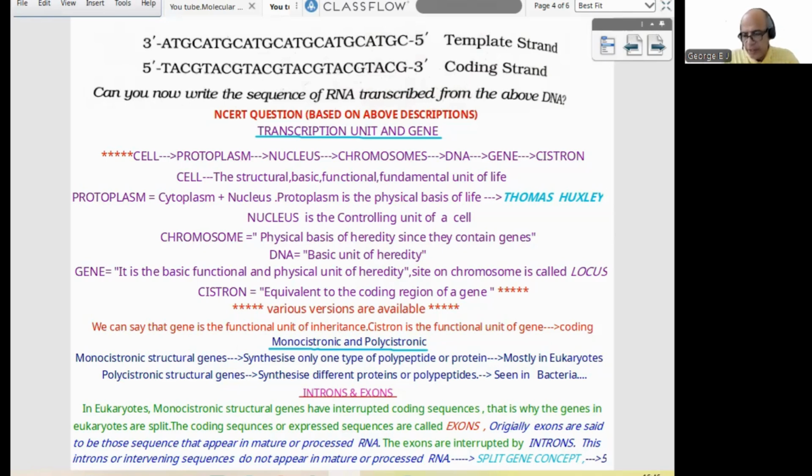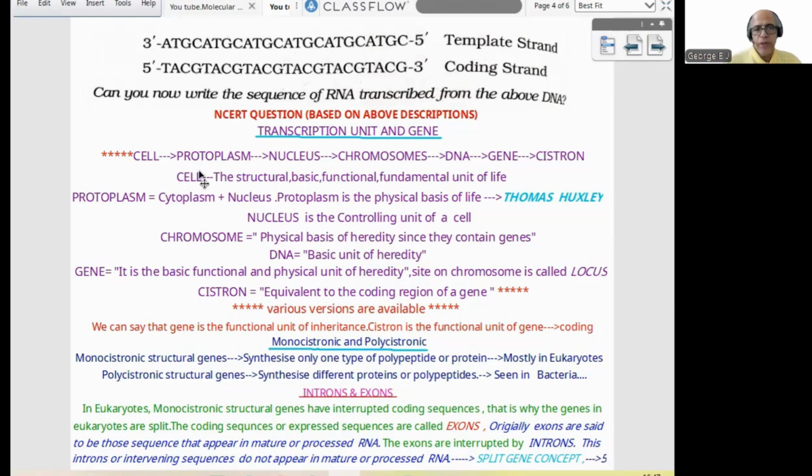There I have written so many basic terms. Even though we have heard them, many people don't know the exact meaning. That is why I have given them there. See, first is cell, protoplasm, nucleus, chromosome, DNA, gene, cistron. This way it proceeds. So first is cell. Cell we have to learn in first year. It is the structural, functional, fundamental unit of life.